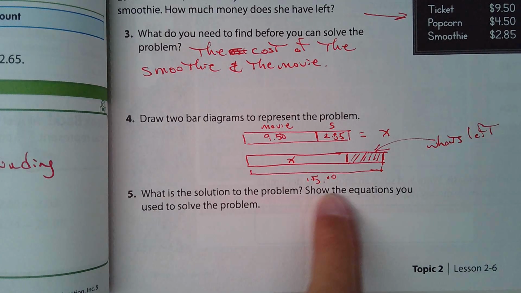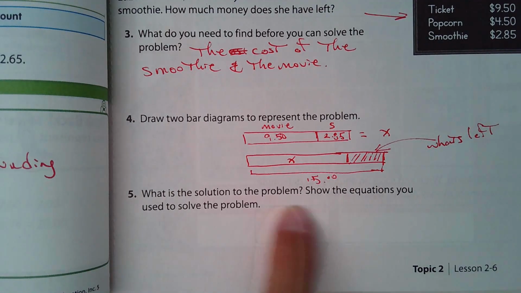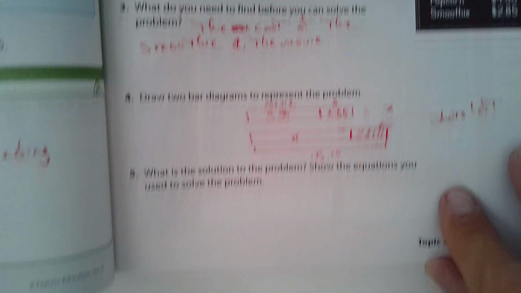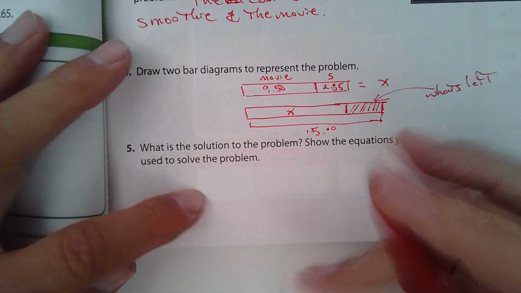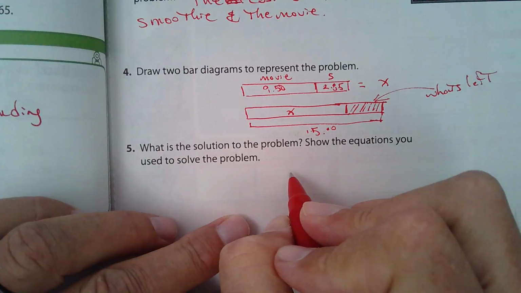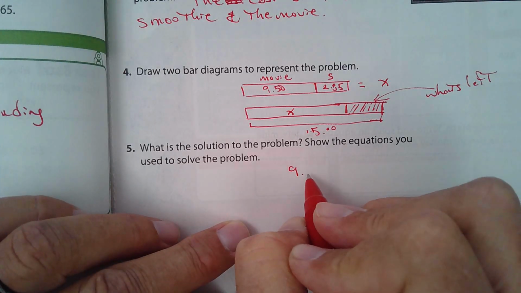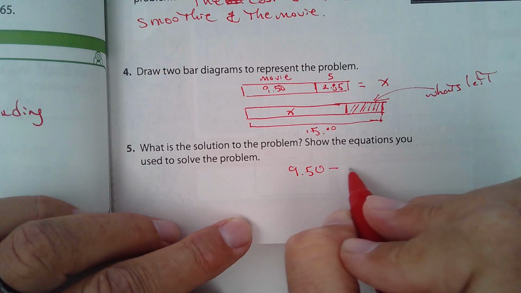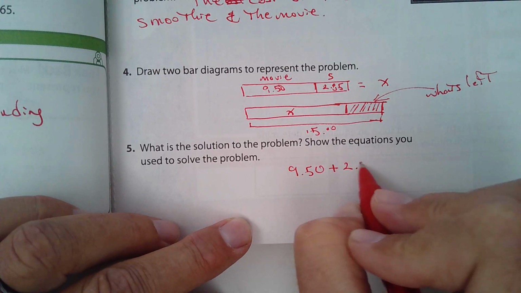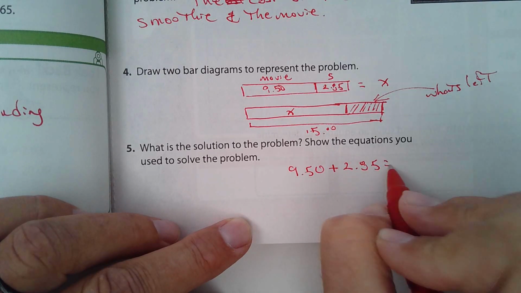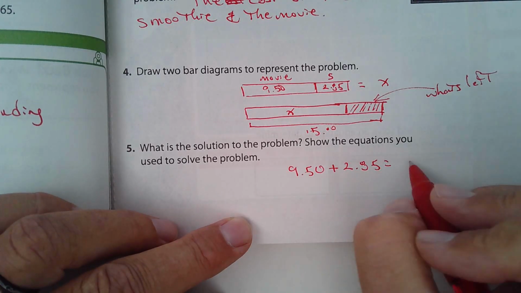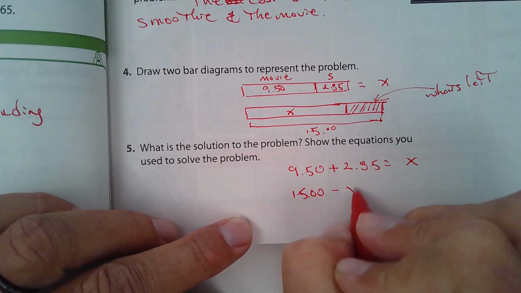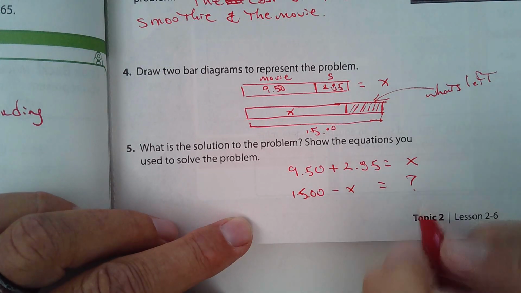What is the solution to the problem? Show the equation you use to solve the problem. Well, they say use bar diagrams to help, but I mean, simply put, you could draw an equation: 9.50 adding 2.85 equals, we'll call it X, then it's going to be $15 subtracting X equals whatever you guys figure that out to be.